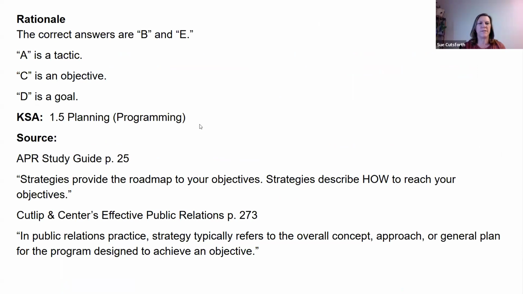Okay, so the correct answers are B and E. A is a tactic, C is an objective, and D is a goal. So this falls under KSA 1.5 planning and programming. Source APR study guide, page 25. Strategies provide the roadmap to your objectives. Strategies describe how to reach your objectives. And under Cutlip and Center's effective public relations, page 273. In public relations practice, strategy typically refers to the overall concept, approach, or general plan for the program designed to achieve an objective.